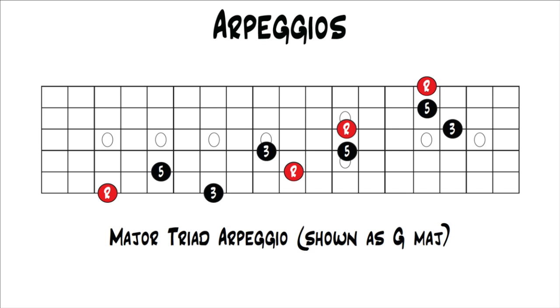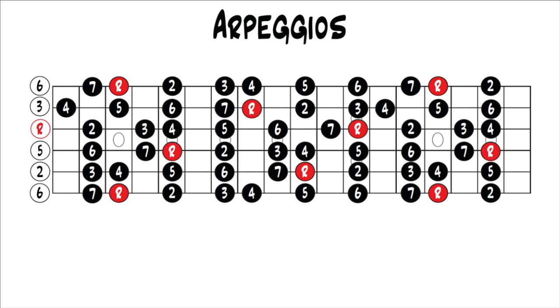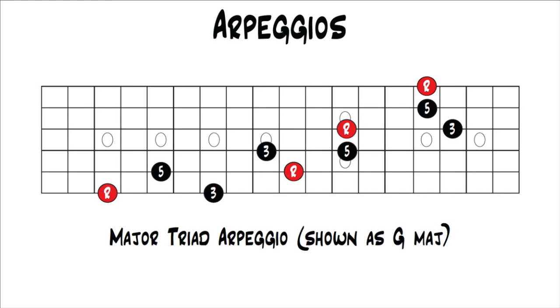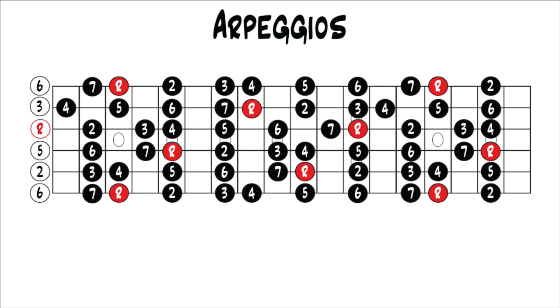And I showed all these major triad arpeggios coming out of the Ionian mode, but just like chords, you know that you can get major triads out of Ionian, Lydian, or Mixolydian. So that means that this arpeggio could have come out of any of those modes. I'm just showing Ionian to keep it simple, but I could have used any of the major modes.